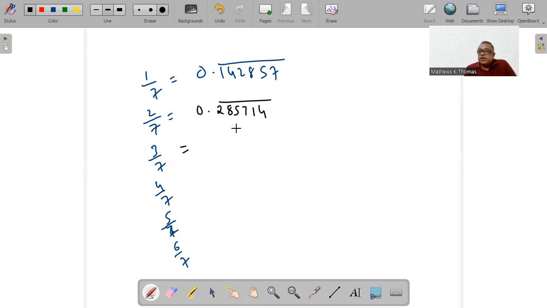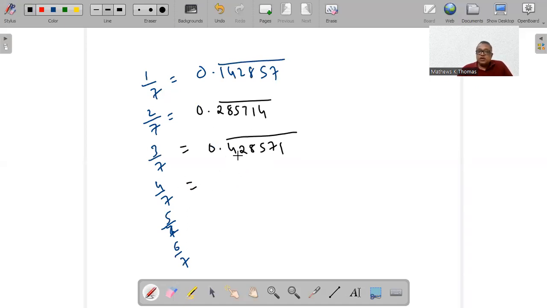3 by 7, again prediction. After 2, the number is 3, but there is no 3 here. So skip 3. The next number after 3 is 4 in terms of value. So the next answer will start with 4. So I'm going to start my answer 0. This will be 4, 2, 8, 5, 7 and 1. And I'm going to put a bar. So value of 3 by 7 is this. So you can multiply 3 with 1 by 7, you will get the same answer. And you can also check.